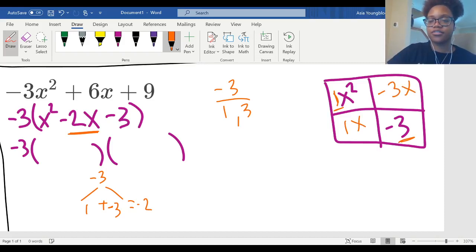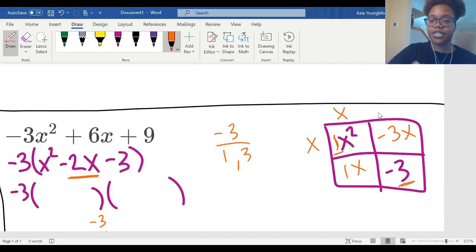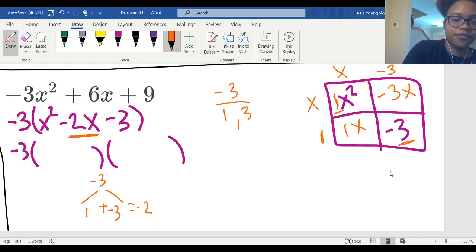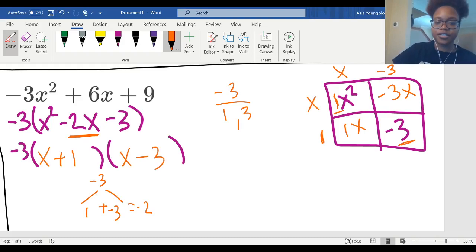So for our final answer, in this first row, we can only factor out an x. Now we can work from here. X times x is x squared. X times negative 3 is negative 3x. X times 1 is 1x. And 1 times negative 3 is negative 3. So our answer is going to be negative 3 times x plus 1 times x minus 3. So let's type that in for this last problem.